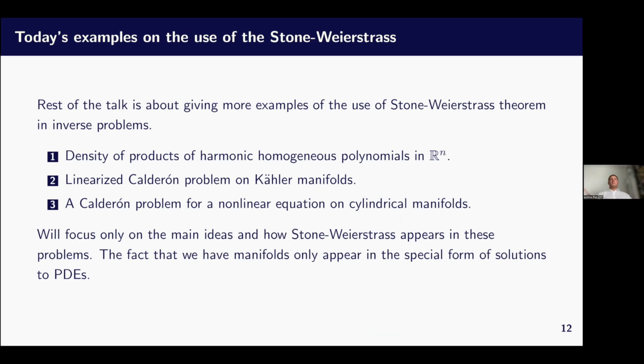So the rest of the talk is about giving more examples of the use of the Stone-Weierstrass theorem in inverse problems, and I will consider 3 examples. The first one is the density of products of harmonic homogeneous polynomials in Rn. The second is the linearized Calderón problem on Kähler manifolds, and the final one is a Calderón problem for a nonlinear equation on cylindrical manifolds. I will just focus on the main ideas and how the Stone-Weierstrass theorem appears in these problems. If you are not familiar with manifolds, that should not be a problem, as the manifold only appears in the special form of solutions we have for the equations we are considering. So let's start with 1.